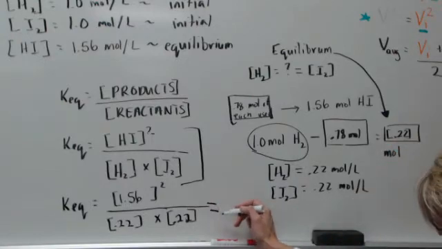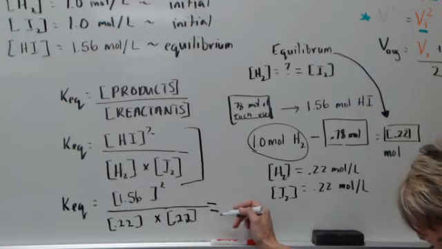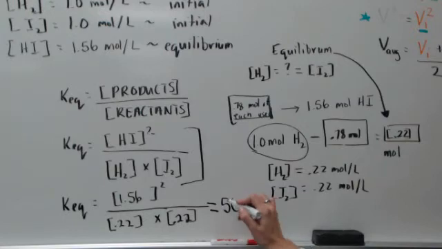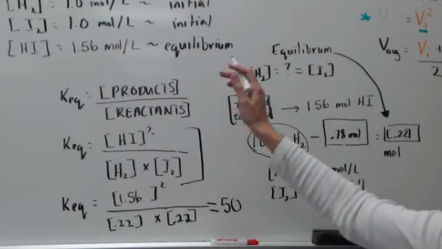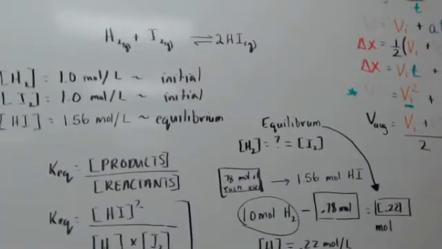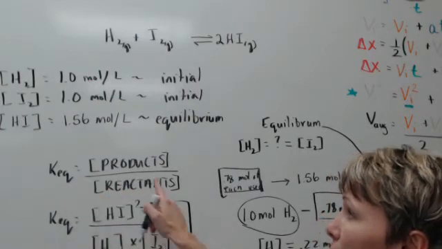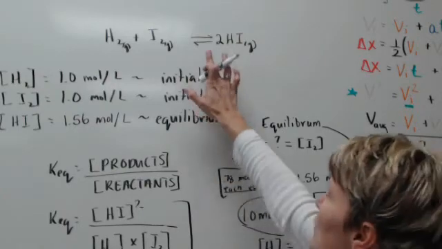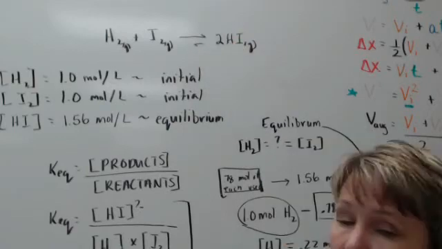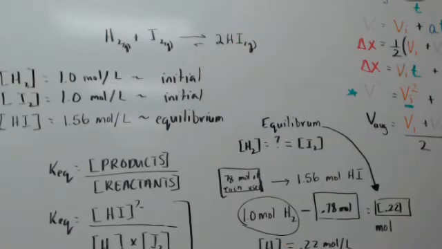And then when I plug that into my calculator, I get an answer of 50, which is much greater than 1, so I definitely know this is a very forward-favored reaction. Let me go back up so you can see that equation to begin with. Because my equilibrium constant, my Keq, is 50, it's greater than 1, and so this reaction is going to favor the forward direction and be just slightly reversible.